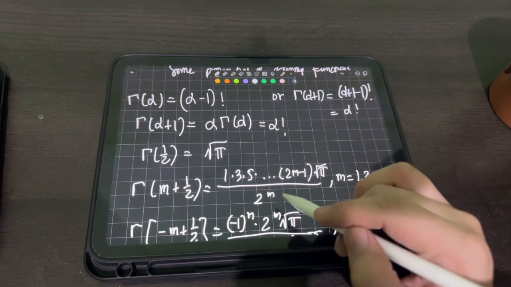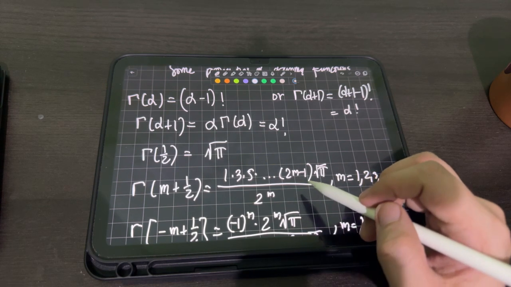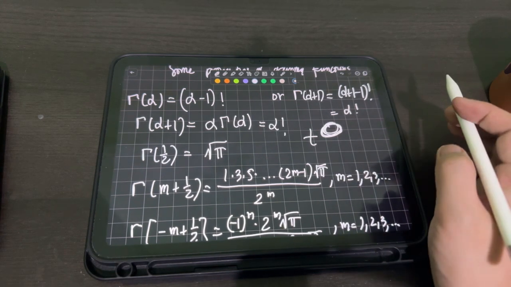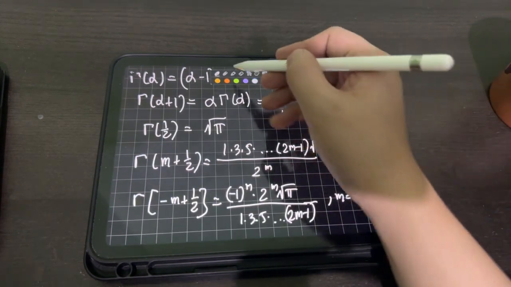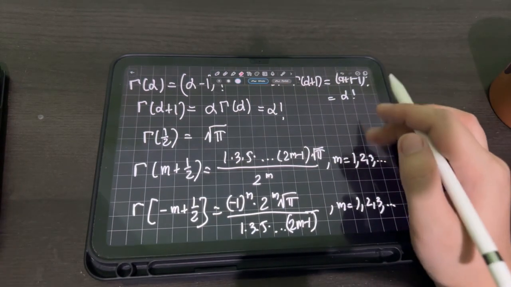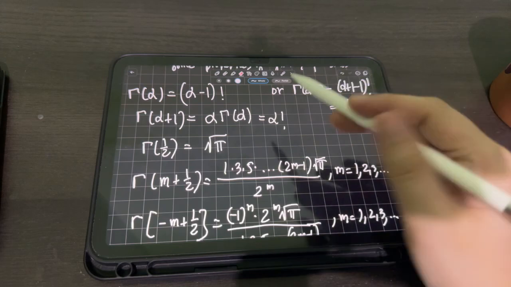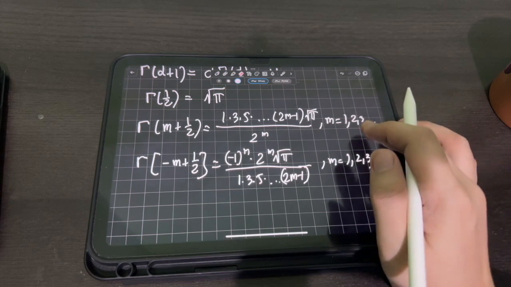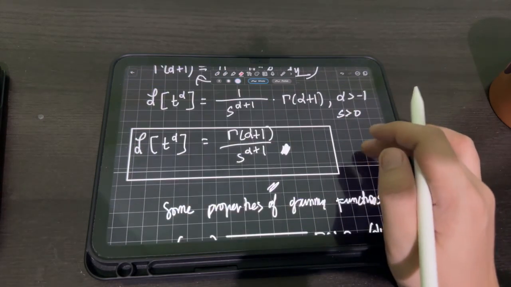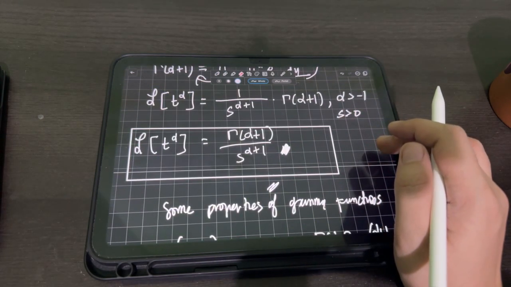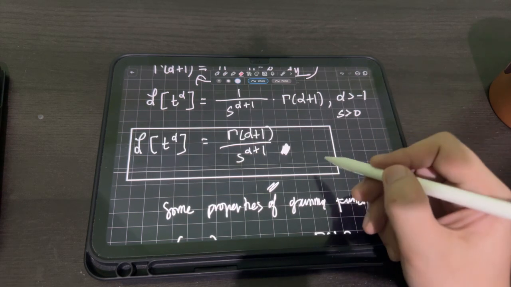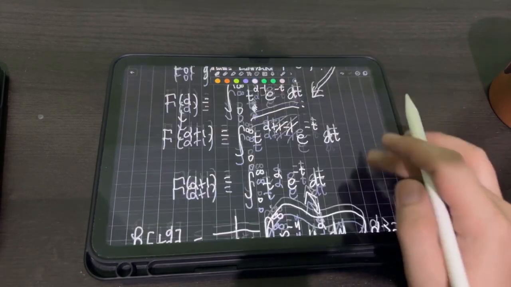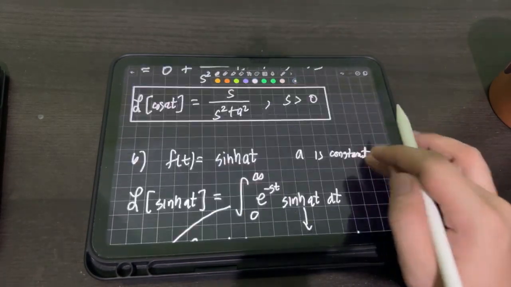Okay, so this will be useful later when we're trying to find the Laplace transform of power of t raised to, let's say, fractional power. Okay, we can apply this formula. So you just memorize these properties of the gamma function. Okay. So I think these are the basic standard Laplace transform formulas that you must memorize.